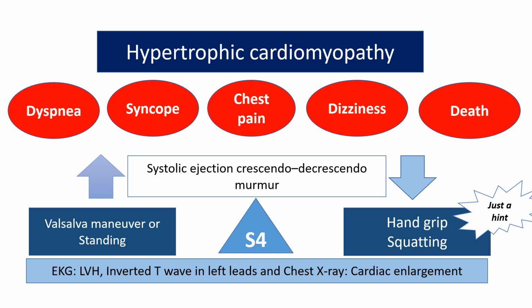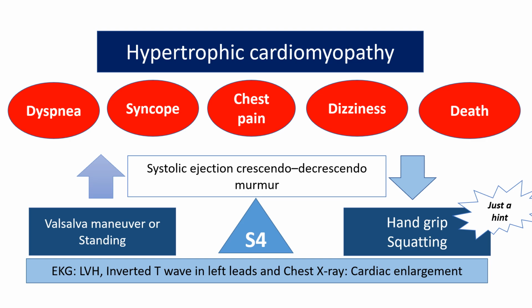The murmur is louder with Valsalva maneuver or standing. Remember, Valsalva maneuver will increase the positive pressure of the chest. Standing will increase the height, and this will increase the murmur. Remember it this way: hand grip will shorten the finger. The finger will be tight and short. Squatting will shorten the length, and this will decrease the murmur. EKG may show left ventricular hypertrophy, inverted T wave in the left leads, and the chest X-ray may show mild cardiac enlargement.